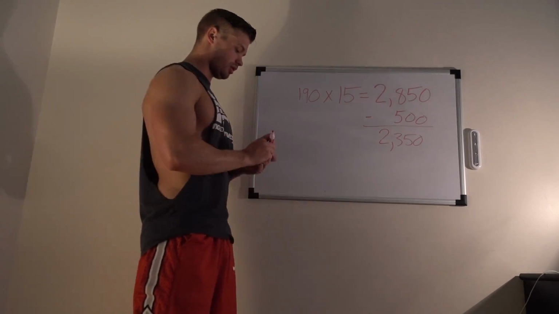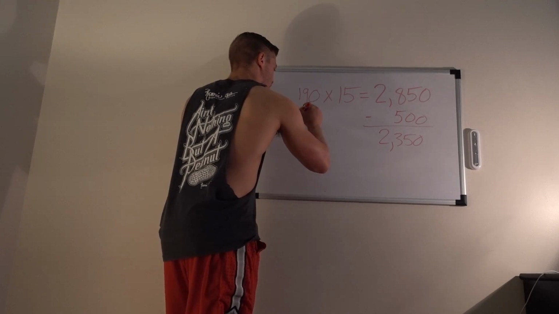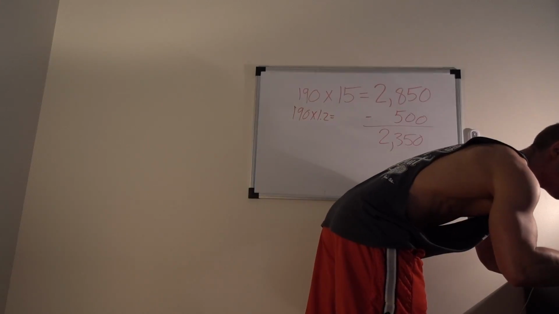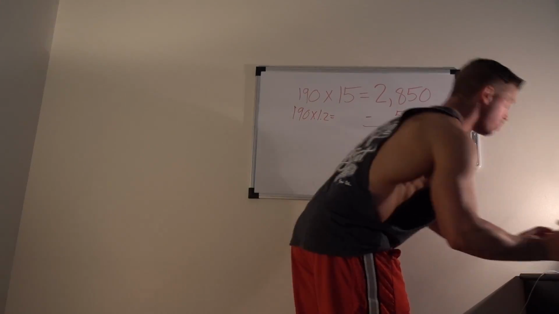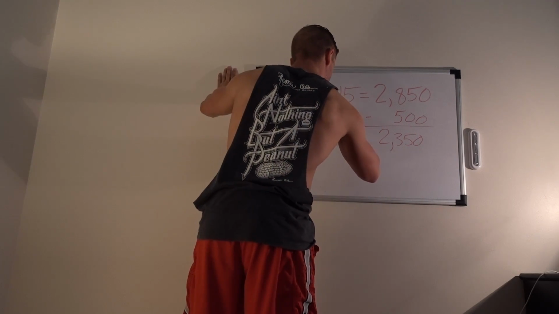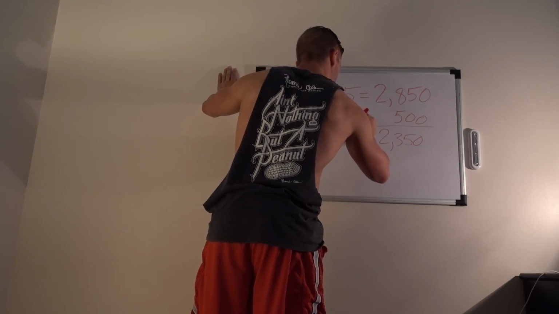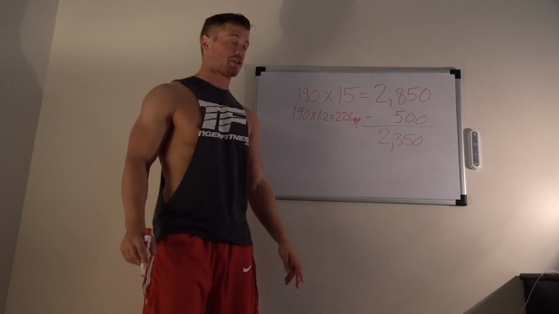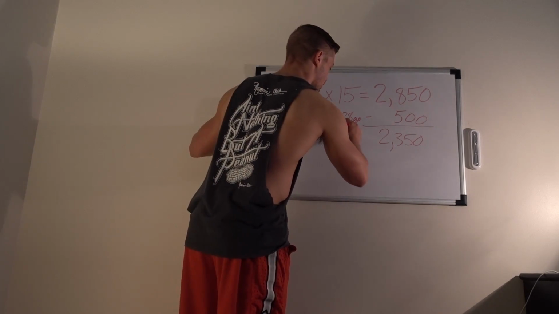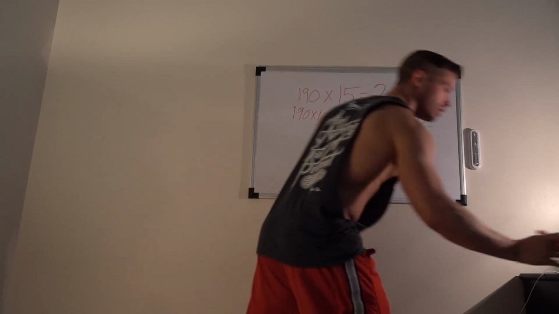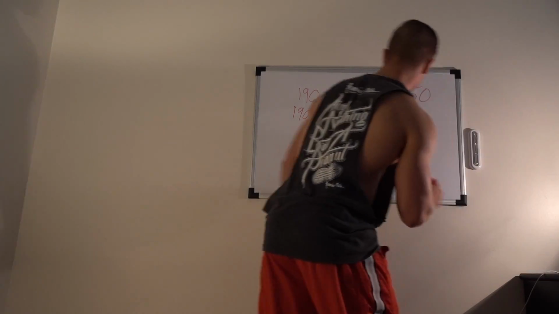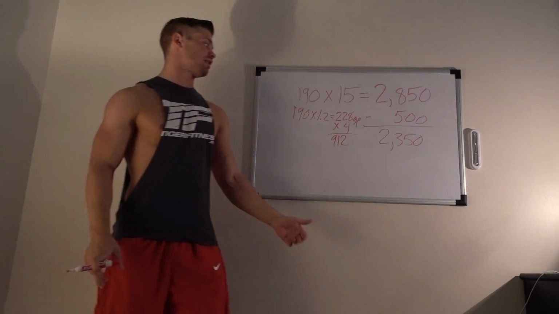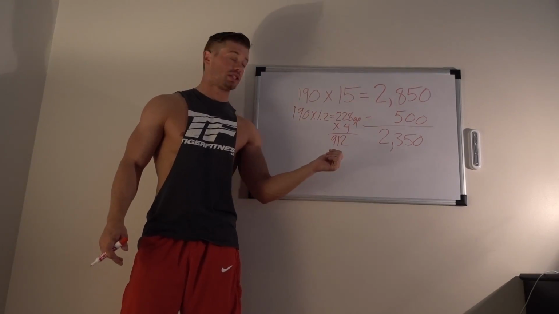So we go 190 times 1.2. That's going to give us 228. So 228 grams of protein. And we said 1 gram of protein equals 4 calories, right? So we're going to take that 228 times 4, 912. So every day you're getting 912 of your calories from protein.